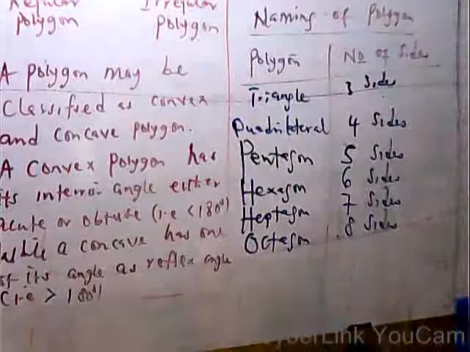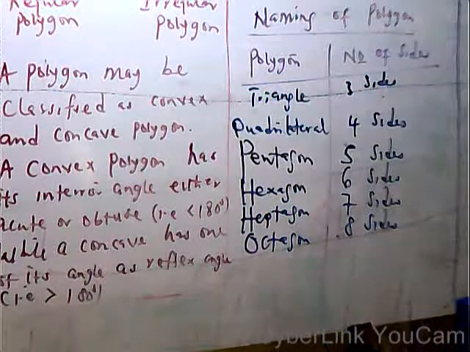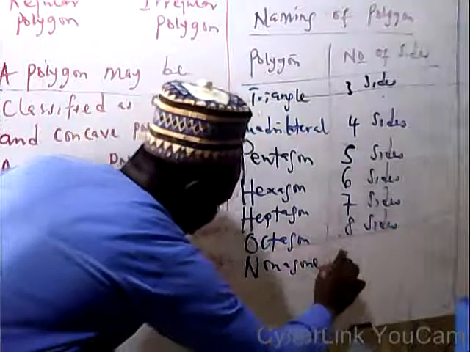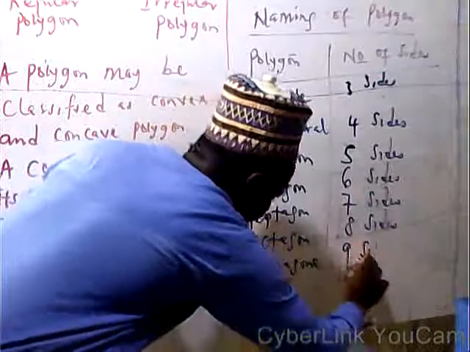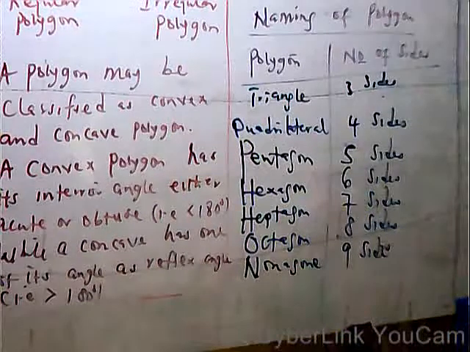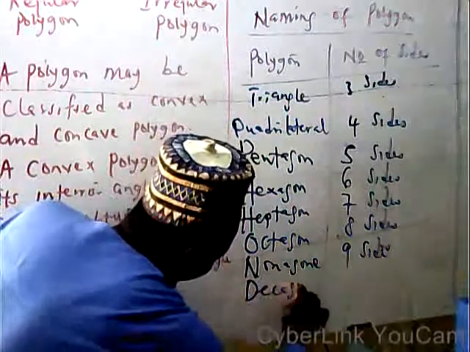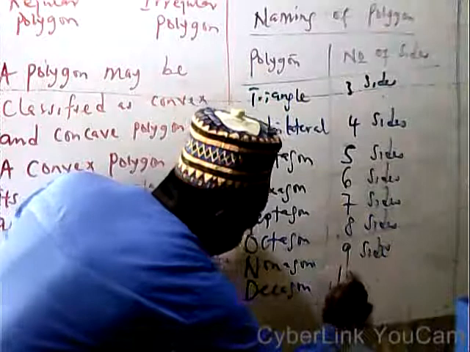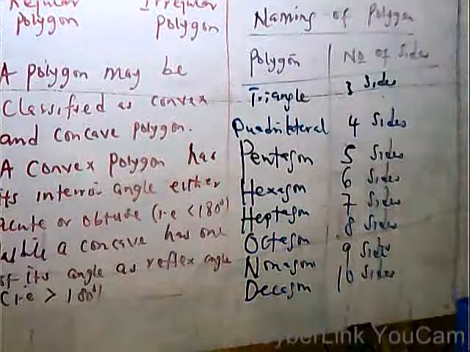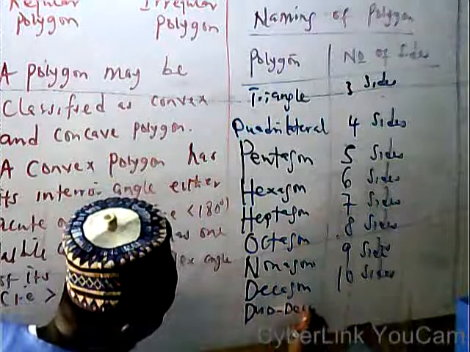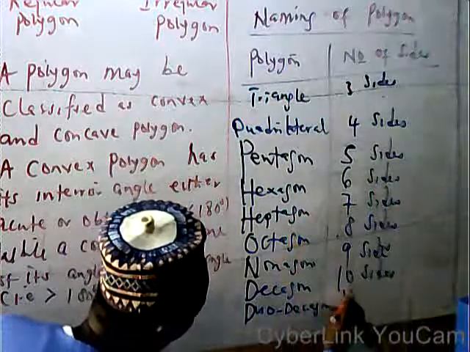You also have a polygon with 9 sides. That is called a nonagon, a polygon with 9 sides. A polygon with 10 sides is called a decagon. And you can also have a polygon with 12 sides. That is called a dodecagon, a polygon with 12 sides.